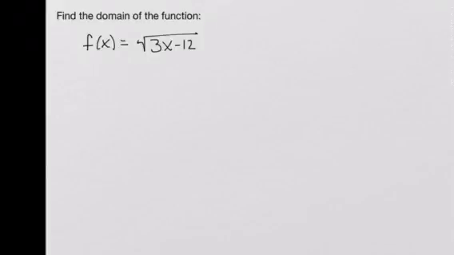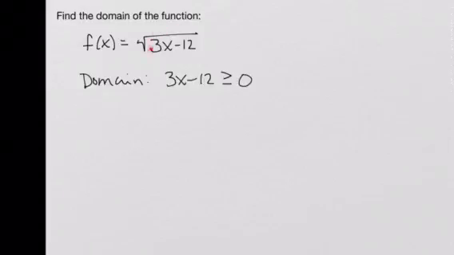In this problem, our domain is restricted by the radical, or square root in this case. So to find our domain, we're going to take the number that's under the radical, 3x minus 12, and set it greater than or equal to 0, because whatever the number is under the radical has to be either a positive number or 0. So this symbol, greater than or equal to, indicates that it's bigger than or equal to 0.